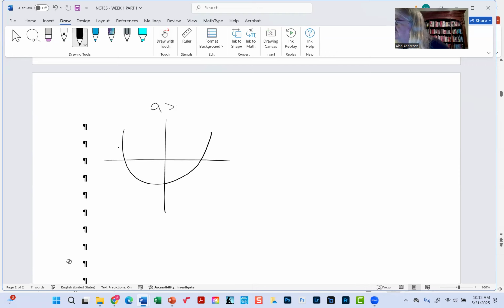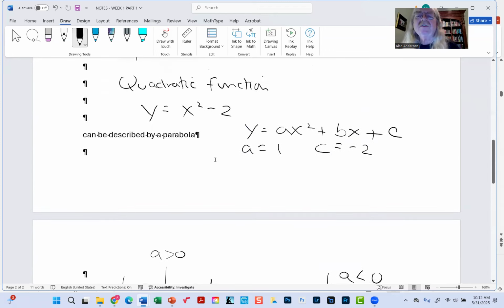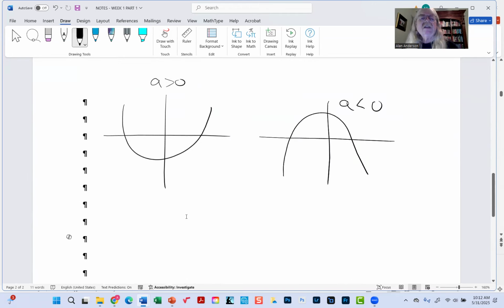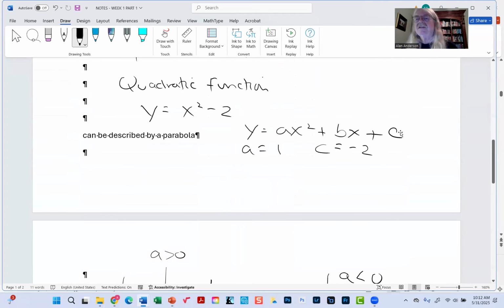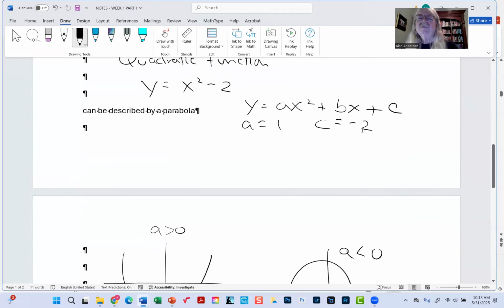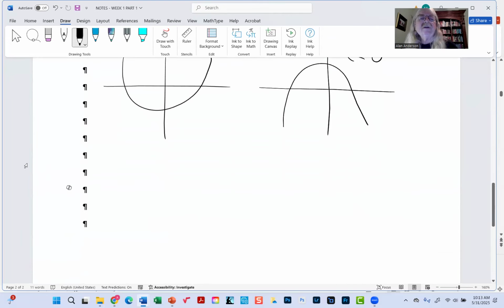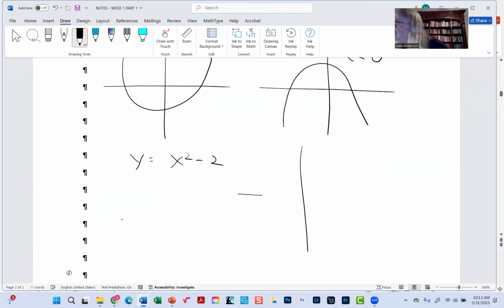And so if a is positive, it'll face up. If a is negative, it'll face down. If a is actually 0, then it reduces to a linear equation, so then we don't need to worry about it. The other thing we need to notice is that c is the vertical intercept, because that's where x equals 0. So whatever we have here, and again, this is just meant to be a sketch, we know that it's facing up and that the intercept is -2.